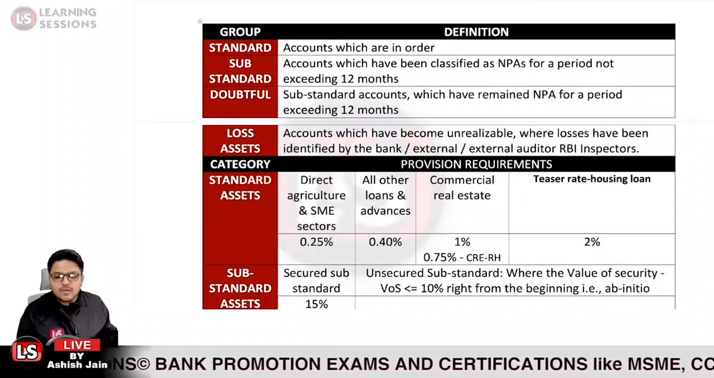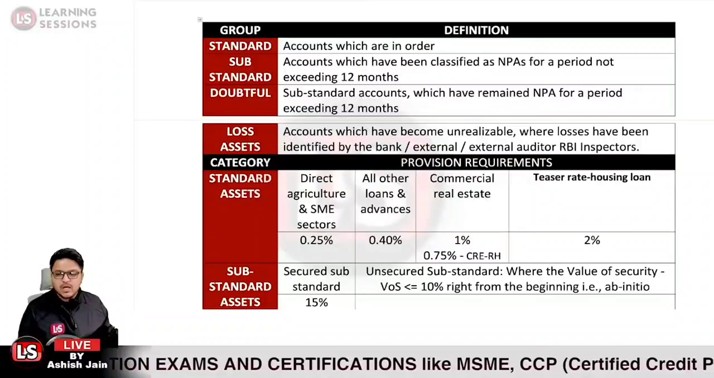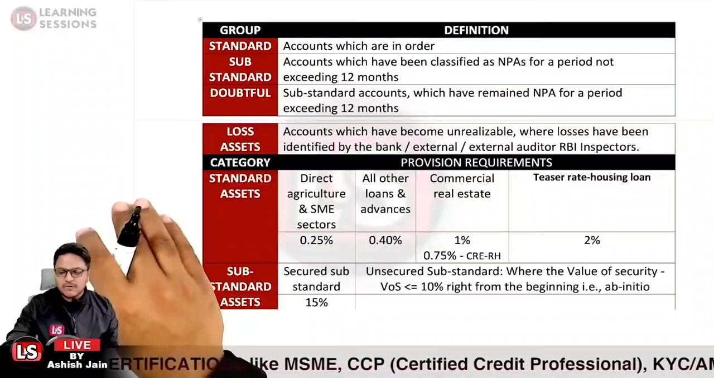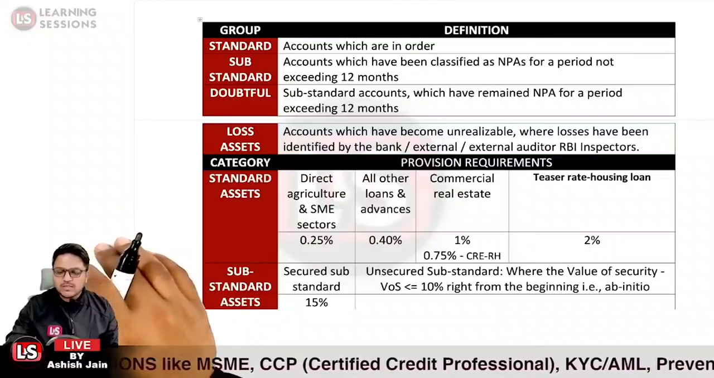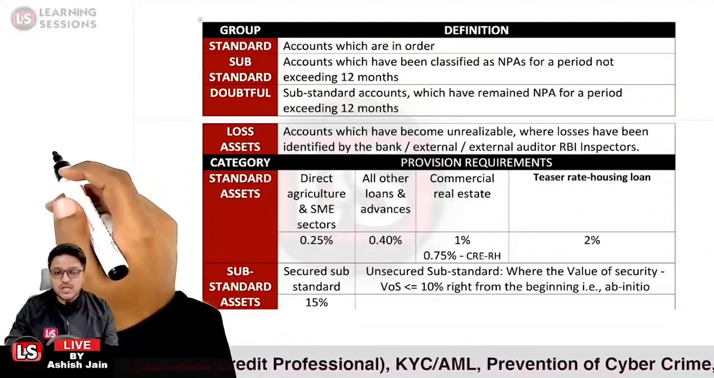Further, it is related to the non-performing asset category. First of all, we will be learning about the substandard asset category. Whenever the provision is to be created for the substandard asset category, first of all we need to understand what is a secured advance and what is an unsecured advance.